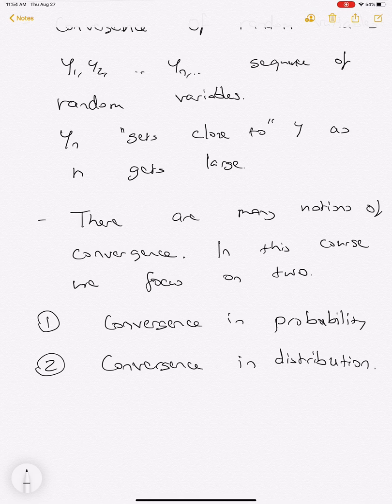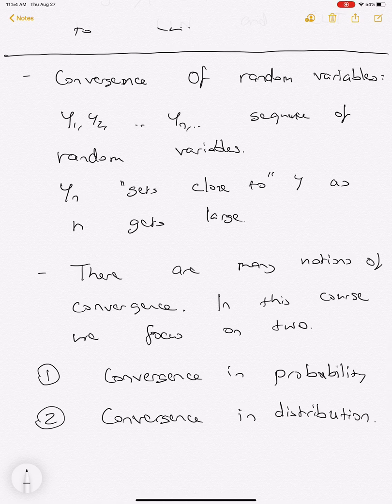So what we want to do by precisely defining convergence of random variables is to say that Yn gets close to Y, some random variable Y, as n gets large. What does "gets close to" really mean? It turns out that there are many different notions of convergence of random variables, unlike real numbers. For real or complex numbers, there's only one standard notion of convergence that's really used. But for random variables, there are many.